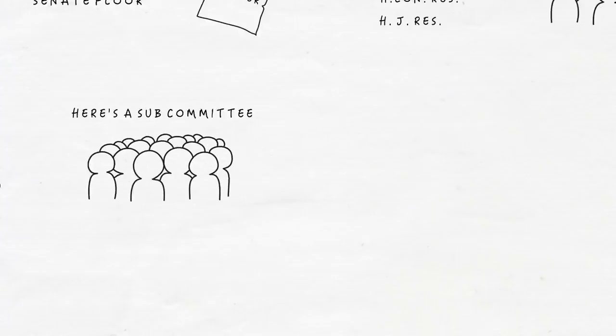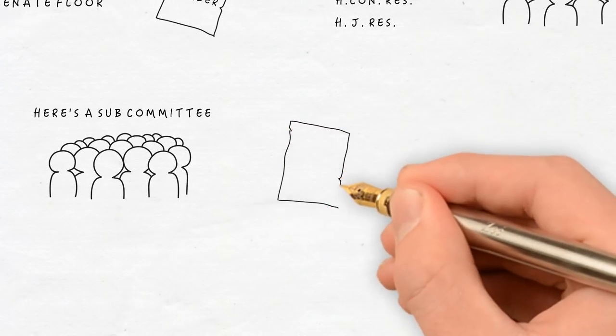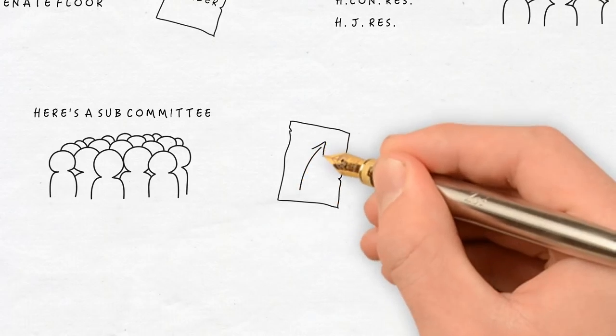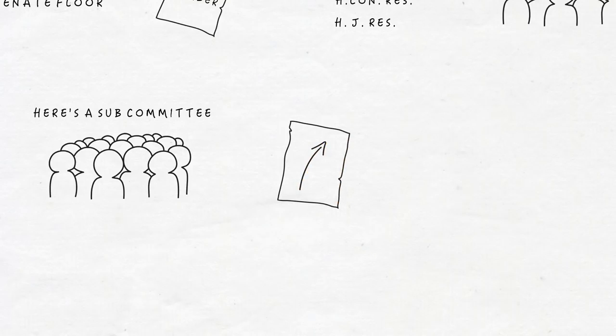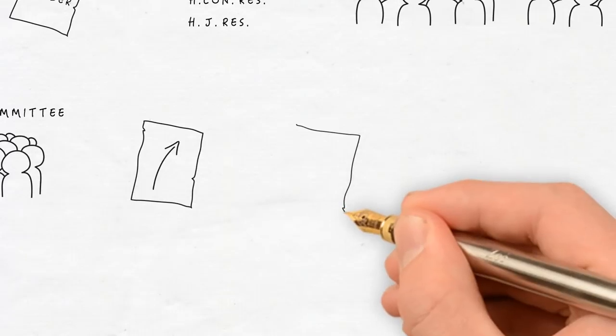The only difference is that a subcommittee can only send a bill back to the full committee and not directly to the House floor. Bills are usually only sent to a subcommittee when further review is needed.